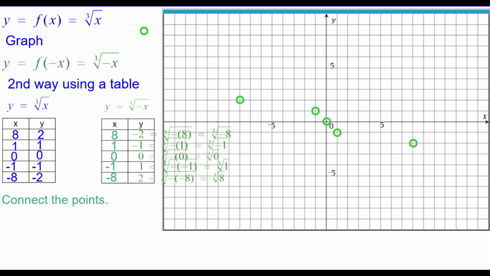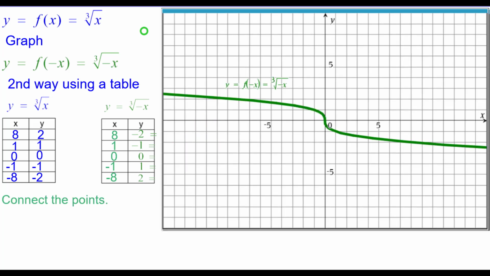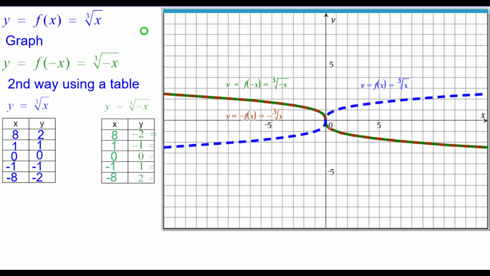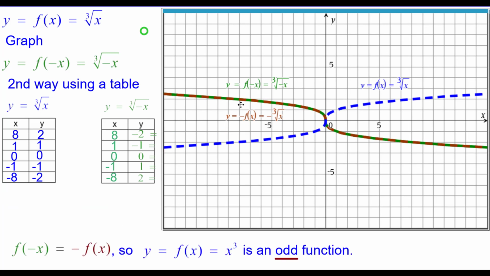Connect the points. Compare it to the other graphs, and you can see again that since the green and the brown graph are the same, f of opposite of x equals the opposite of f of x, the cube root function is an odd function.